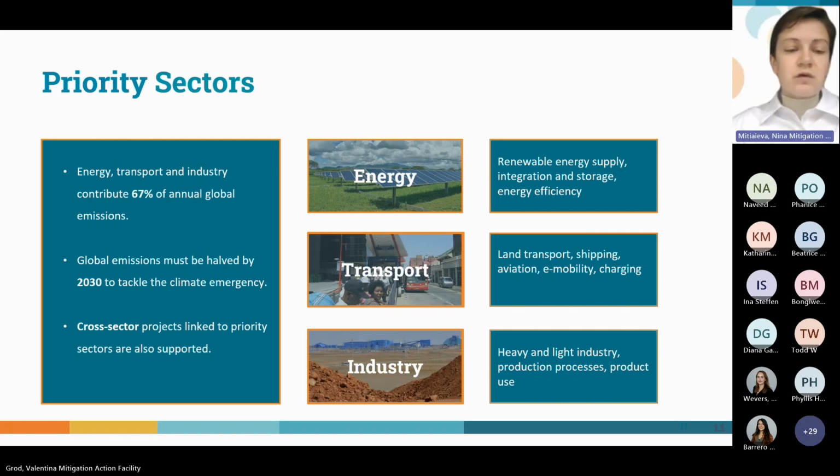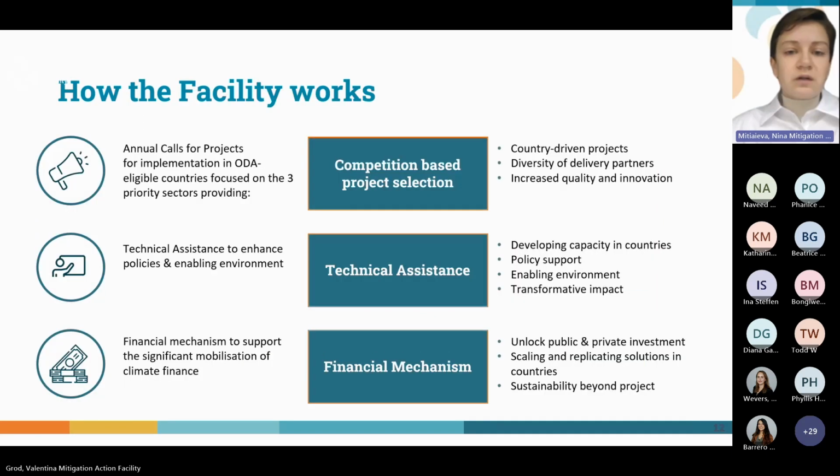for sustainable transport overall. And industry, of course, includes optimization and more sustainable resource use in the production processes, in the product use, and covers both heavy and light industry. More information on priority sectors can be found on the website of the Mitigation Action Facility.